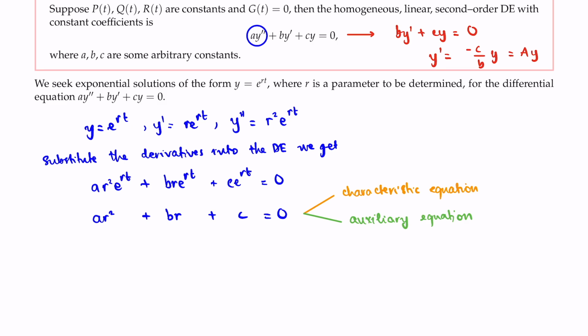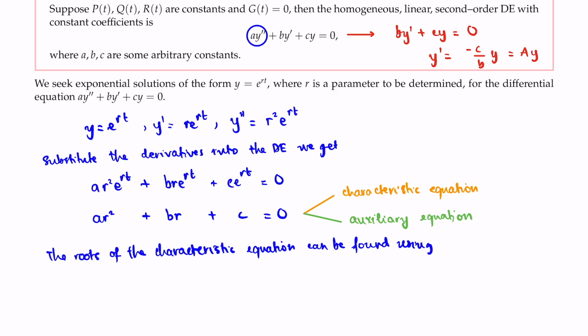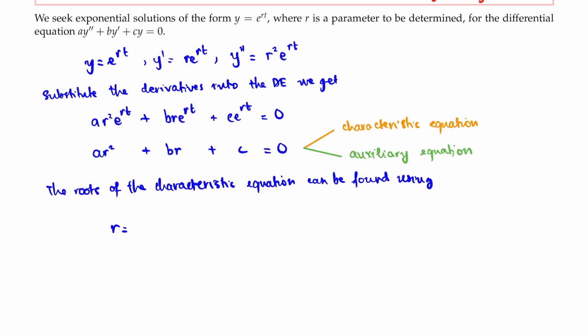But this is a quadratic equation, therefore you can find the solution or the root of the quadratic equation using the quadratic formula. Okay. The roots of the characteristic equation can be found using the following quadratic formula. So r equals negative b plus or minus the square root of b squared minus 4ac, altogether divided by 2a.